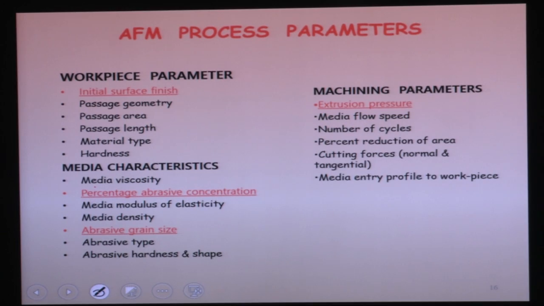So these are again the different process parameters. Now you can see the workpiece parameters. The initial surface roughness of the workpiece also matters. If it is a very rough surface, you will not get that much efficiency, because it is not a bulk material removal process, it is a polishing process, and only small chips are generated. Passage geometry also matters, how the passage was generated by the tool. Passage area, passage length, material type, hardness, all these are workpiece parameters.